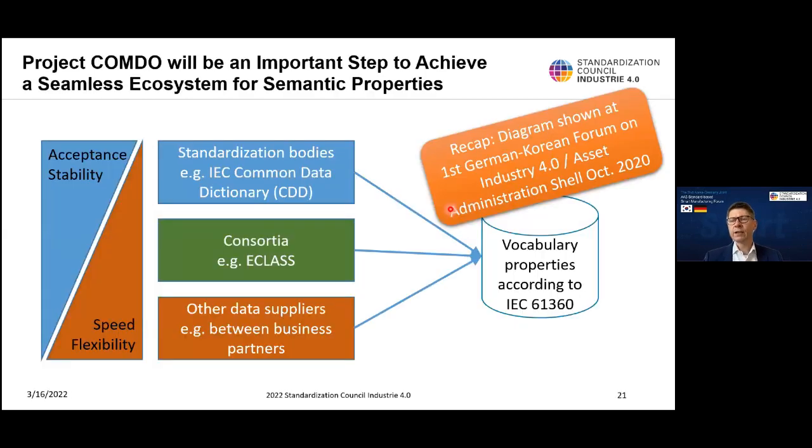This is again a slide I showed in October 2020, where I said we need a seamless integration of the semantic properties. So we have on the one hand standardized properties from ISO and IEC, we have consortia-based properties from E-class, and also probably we need proprietary properties. And we think the project Condo will be a very important activity to fill this picture with life, so to make this happen. So here we could achieve a good progress.